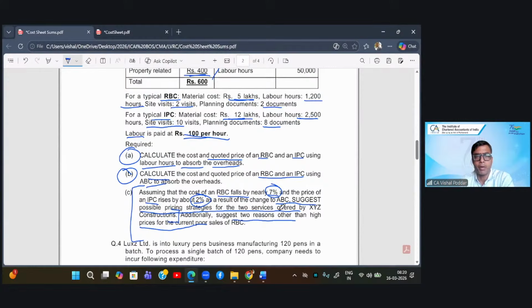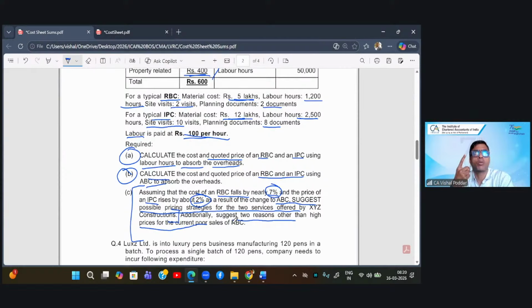Now coming to the second part. Suggest two reasons other than high prices for the current poor sales of RBC. Now see, for these two reasons you have to just use your judgment to find the answer. What could be the other reason besides the price? Why is RBC not having good sales?